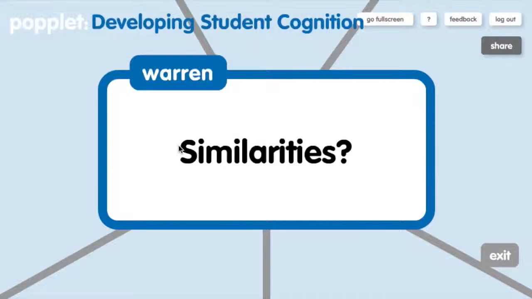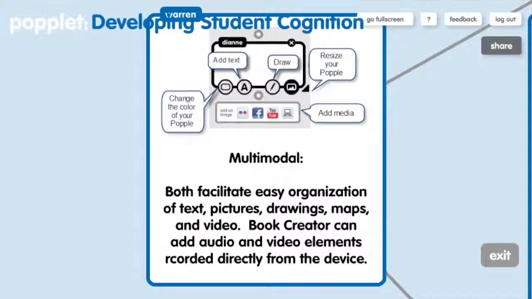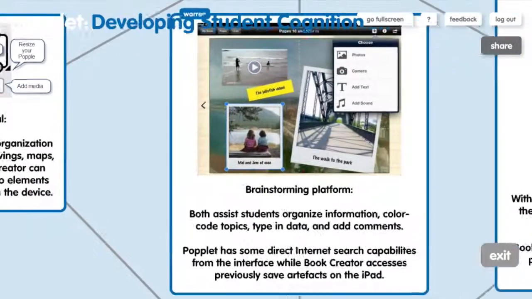Okay, so what are the similarities within these two platforms of Poplet and the Book Creator app? Well, obviously, from what you can tell from the videos, they're both multimodal, which is a key concept for digital literacy. Both facilitate easy organization of text, pictures, drawings, maps, and video. And Book Creator can even add audio and video elements recorded directly from any device.